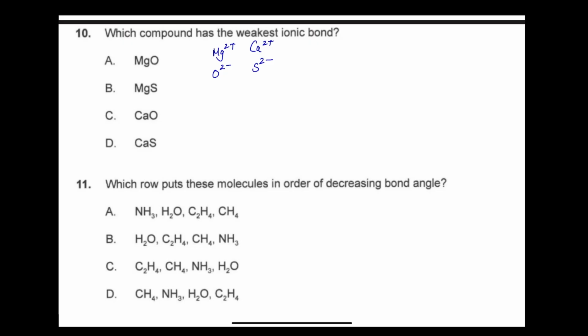So between Mg and Ca, Ca is bigger. And between oxygen and sulfur, sulfur will be bigger. So CaS should have the weakest ionic bond, which is option D.